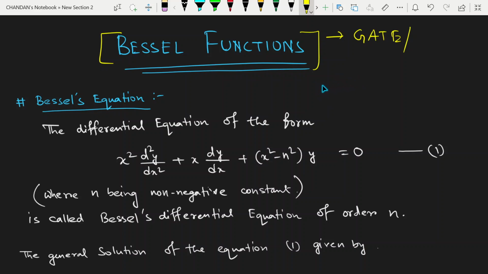So in this video we will study Bessel functions, the recurrence relations of Bessel functions, some examples, and the orthogonal property of Bessel functions. Based on that, we give some examples in this video.